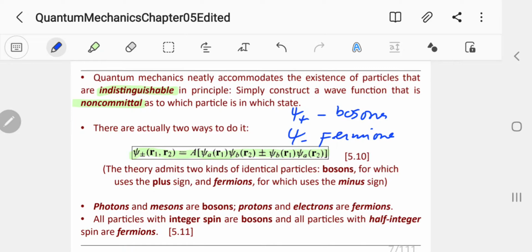So you just take note of the sign: plus for bosons and minus for fermions. You can see from here that your phi A(r1) becomes, in the second term, you're accommodating your particle 2 on phi A, and on the first term you have phi B(r2), which is for particle 2, but now on the second term you're accommodating particle 1 on phi B. So again, plus is for bosons and minus is for fermions.